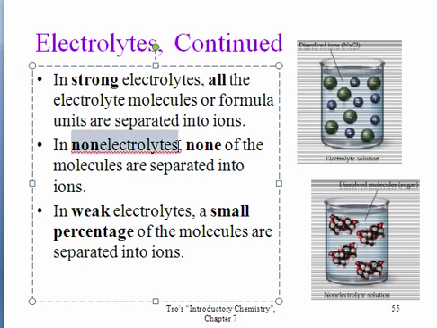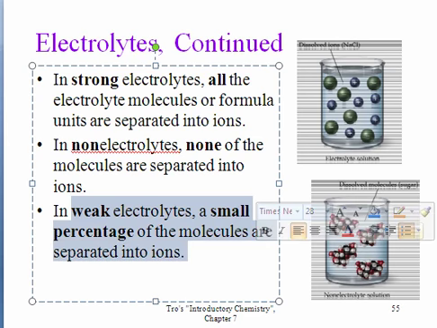In non-electrolytes, none of the molecules separate into ions, and this is typically most covalent compounds. So here we have sugar molecules, and again, these are enlarged trillions of times. Sugar molecules dissolved in water, these don't dissociate. They are covalently bonded, no charges here. They remain as individual molecules. They would not light up a light bulb. And then in a weak electrolyte, there are ions that form, but just a very, very small percentage of them.